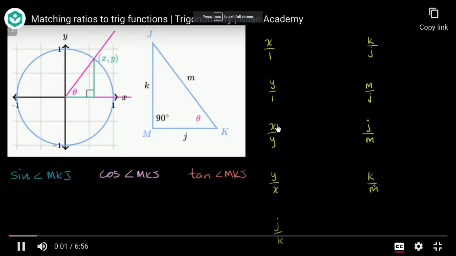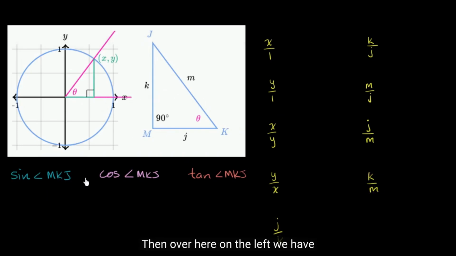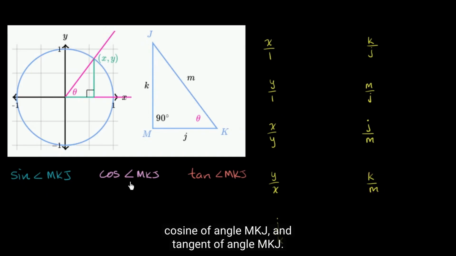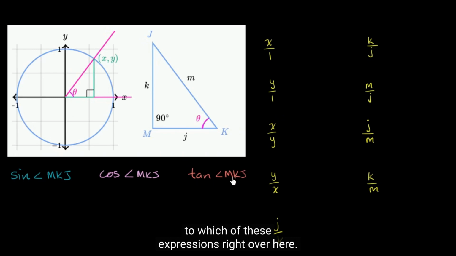On the right-hand side, we have a bunch of expressions that are just ratios of different information given in these two diagrams. And over here on the left, we have the sine of angle MKJ, cosine of angle MKJ, and tangent of angle MKJ. Angle MKJ is this angle right over here, the same thing as theta. So these two angles have the same measure. We see that right over there. And what we want to do is figure out which of these expressions are equivalent to which of these expressions right over here.